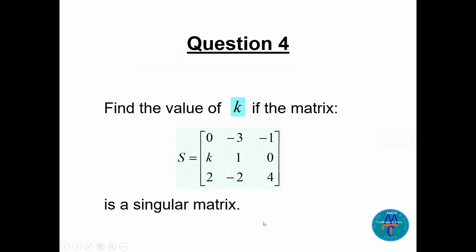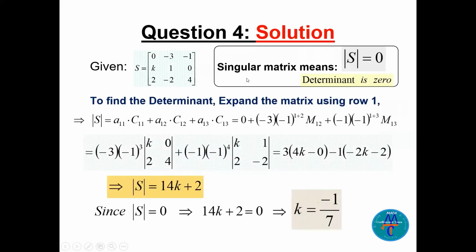Question number 4, find the value of K. So this is a K here. If the matrix S is a singular matrix, you can figure out the idea here. Singular matrix means the determinant of S is equal to 0, and it has no inverse. So what do we do? Find the determinant of S.